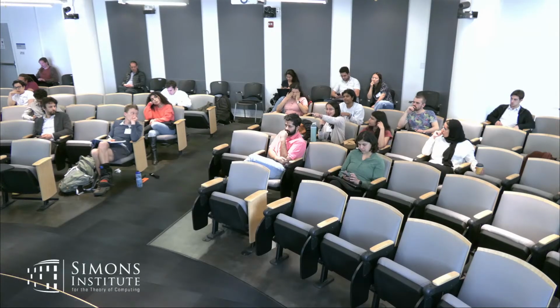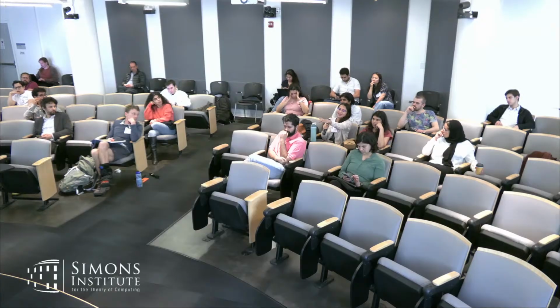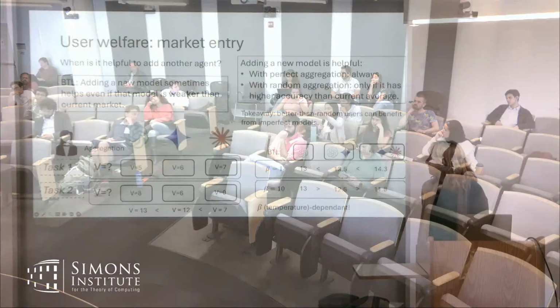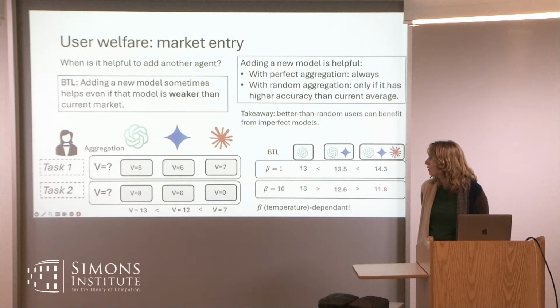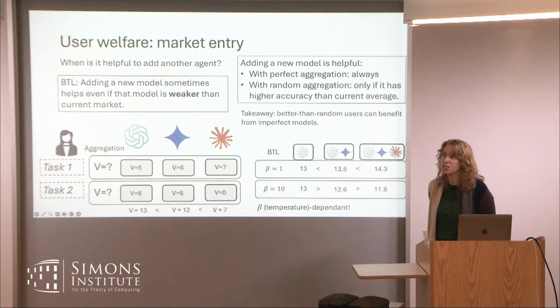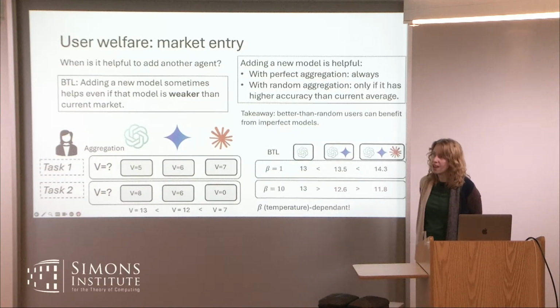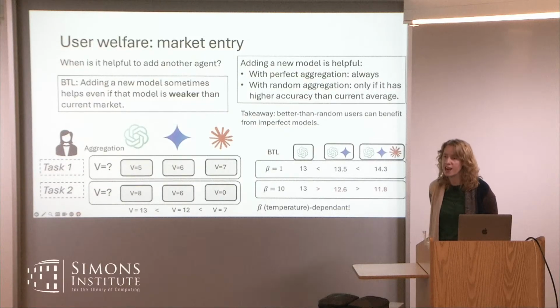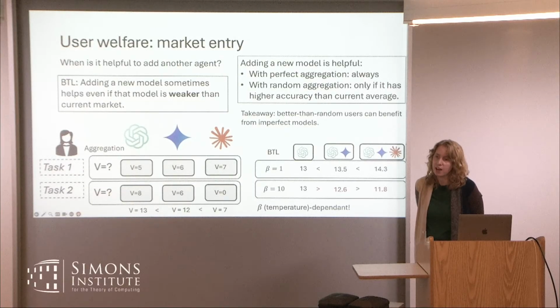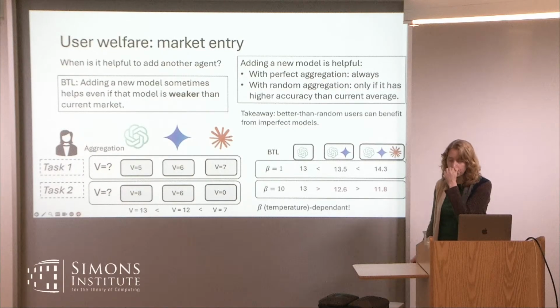So for this finding that adding a new model sometimes helps even if the model is weaker, does this hold in this example where for task 1, Claude is clearly superior with respect to that task? Is it a condition that there has to be one task where it's better? Exactly, yes. If your model is worse on every single task, it's not helpful. That's a thing that we actually cited from one of my previous papers. Great question. Thank you. Other questions so far?